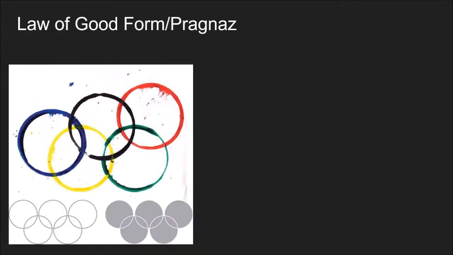Law of good form or Pragnanz. The word Pragnanz is German in origin, meaning good figure. This principle is also called the law of good figure. According to this principle, out of all possible ways of grouping stimuli, we tend to group stimuli in the simplest and most stable form. Thus, we can say that simpler forms are more perceived by us. For example, instead of perceiving this figure in front of you as consisting of 5 circles, you tend to perceive it as the symbol of the Olympics.